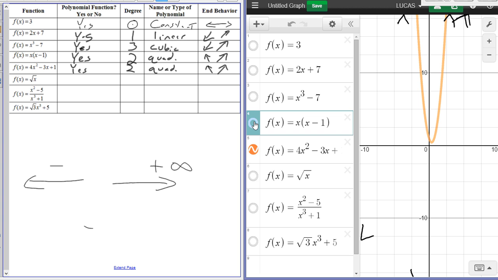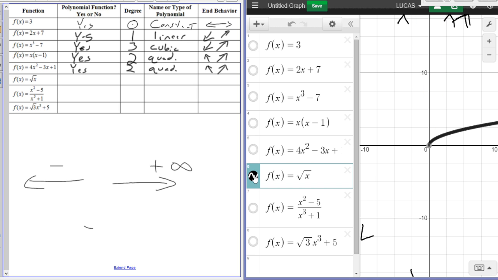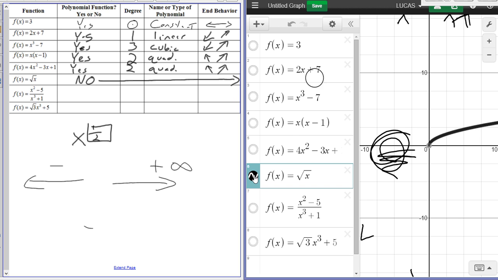Okay, well, f of x equals the square root of x. Well, if we remember, the square root of x is x to the 1/2 power. We cannot have fractional exponents, so this is no. And again, another way you can tell it's not a polynomial is because we don't have a domain over here. We have no values over here. In polynomials, the domain is always all real numbers.